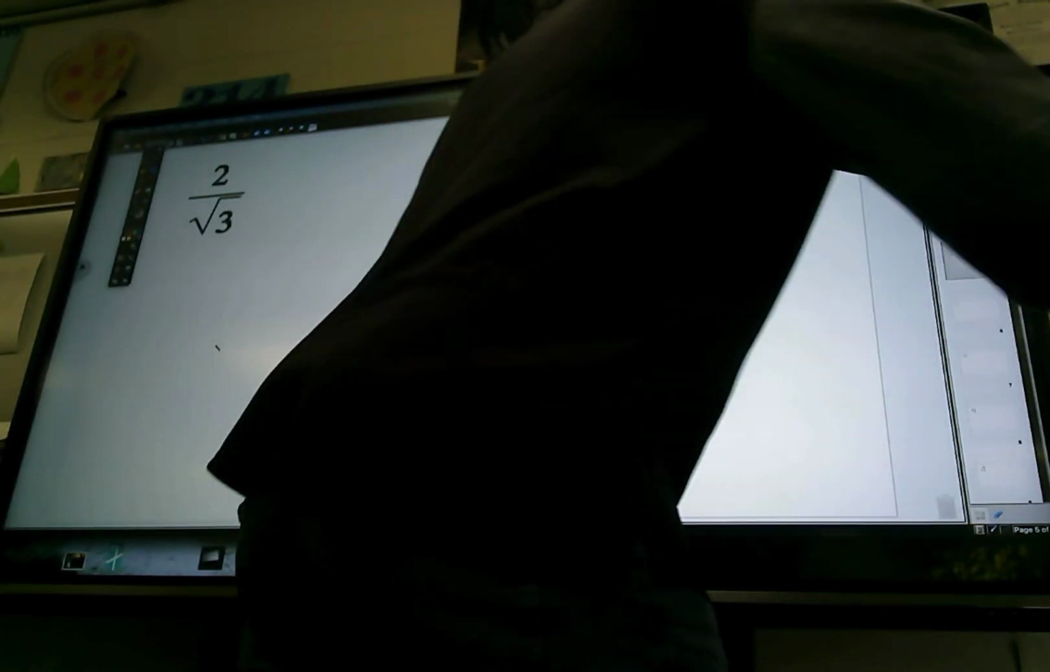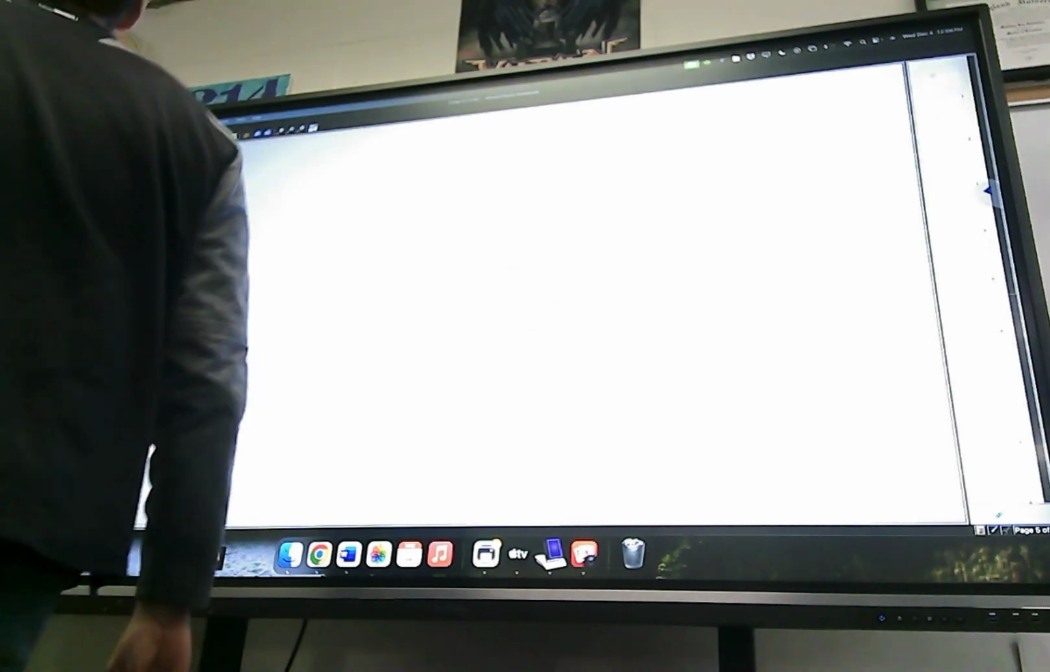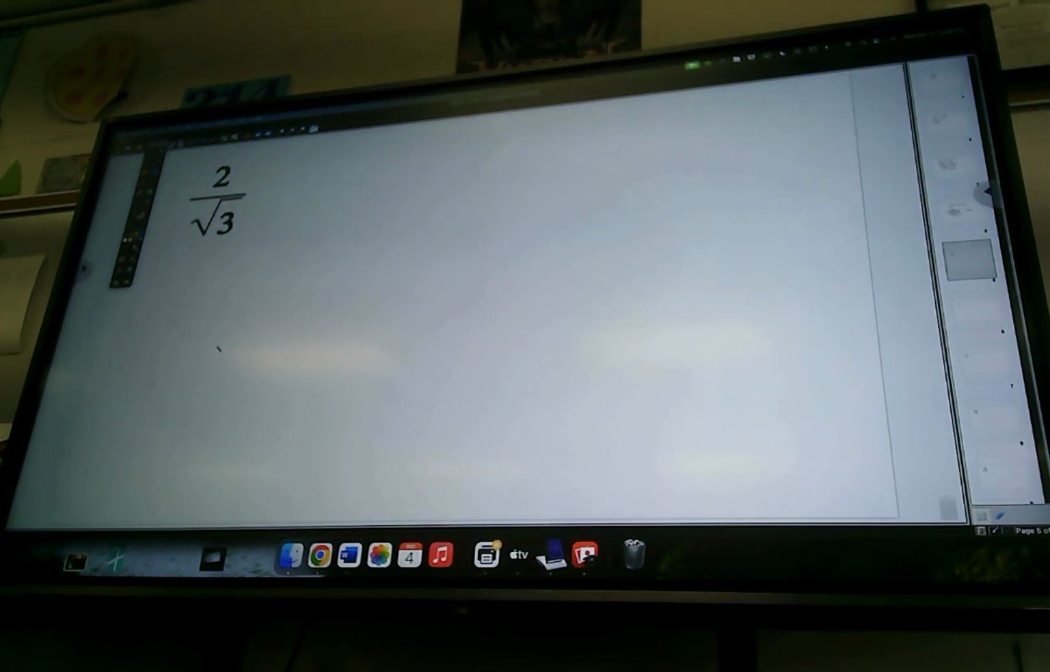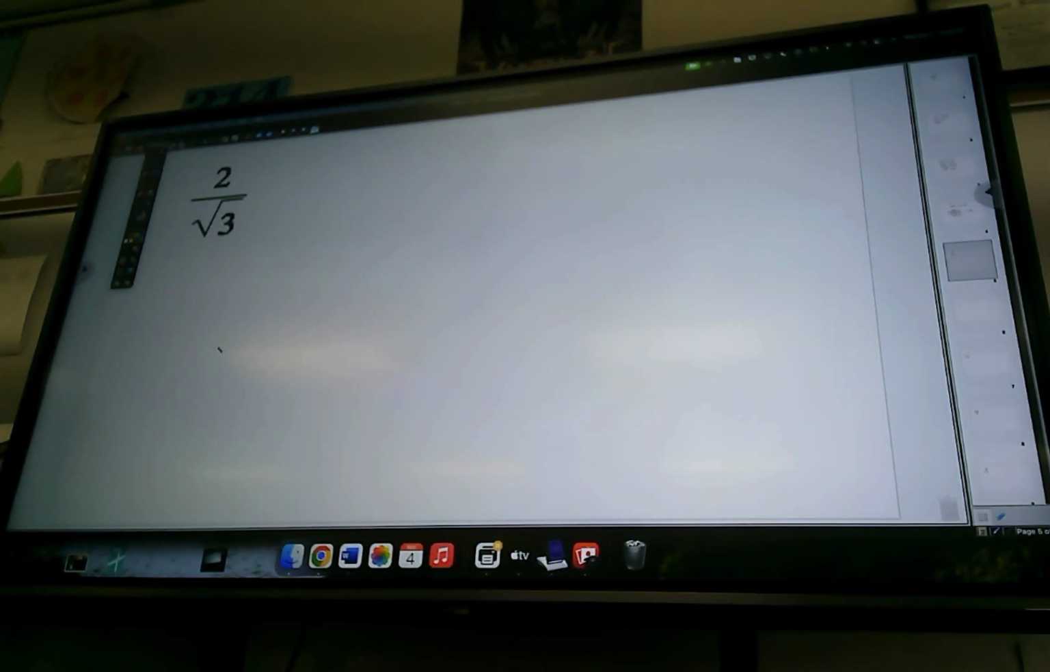Okay, we are going to divide radicals today, or divide square roots. The issue with division of square roots is we do not want radicals on the denominator. Now, the question is, why don't we want radicals on the denominator? And the answer comes into play when I perform operations.